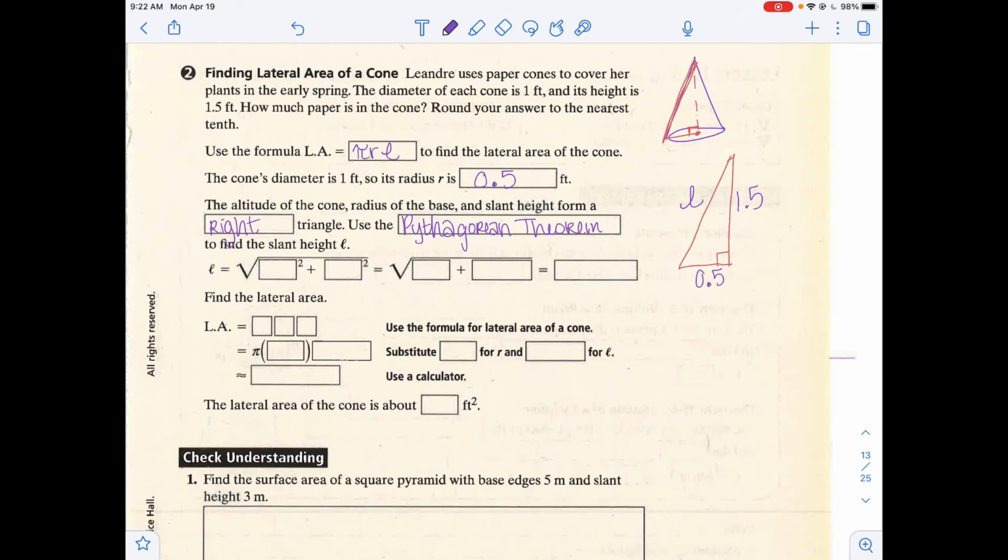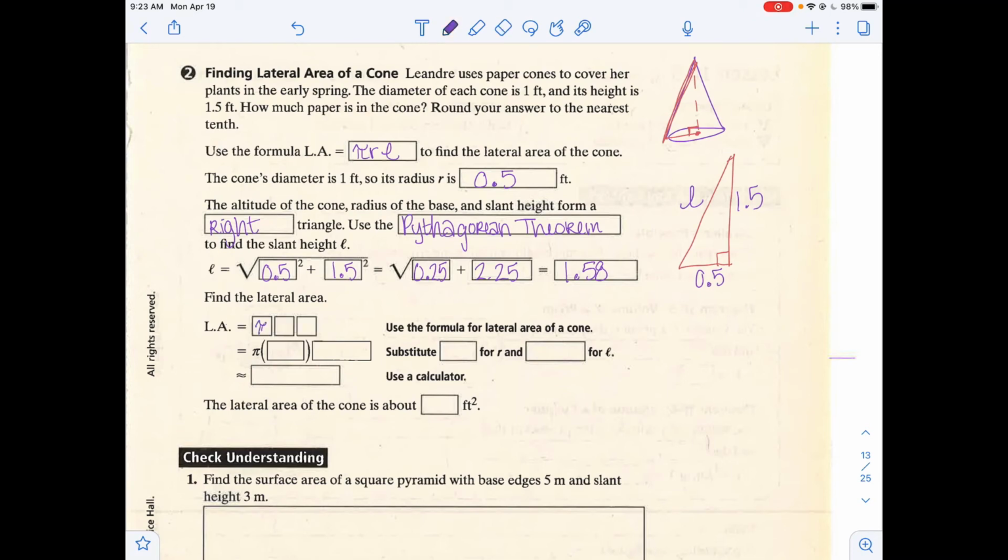is 1/2 foot. So 0.5 squared plus 1.5 squared. 0.5 squared is 0.25. 1.5 squared is 2.25. And if we take the square root of that, we get 1.58. So that's the slant height. We need to know the lateral area.